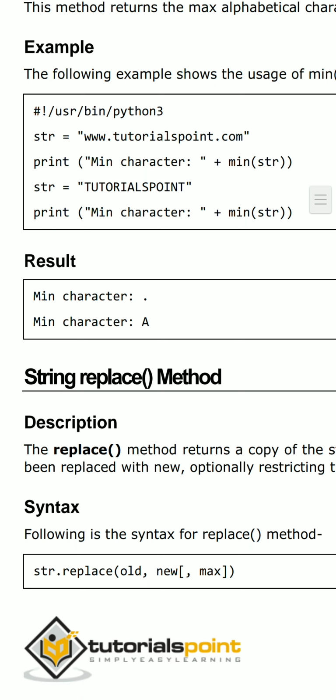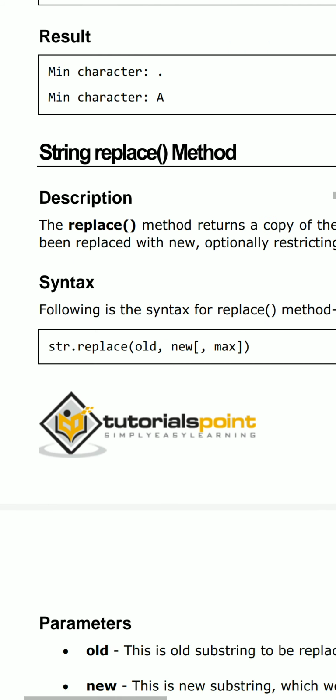So what is the minimum character in this? All these are in lower case, and there is no minimum character in this. That's why it returns the value as a dot. And in the second case, all these letters in TUTORIALSPOINT are in upper case. In alphabetical order, A is first, B next, C next. That's why it prints the value as A.